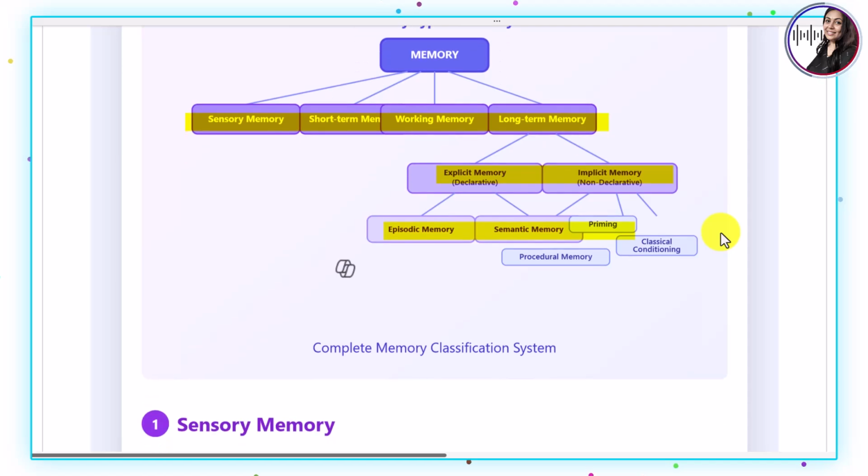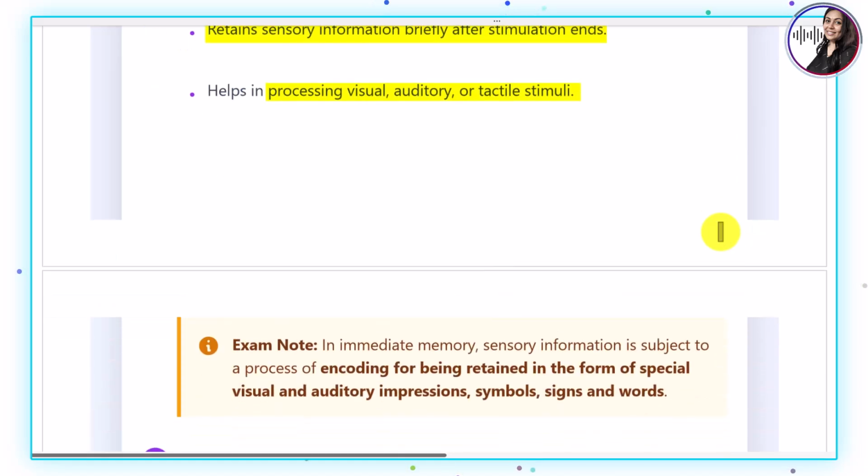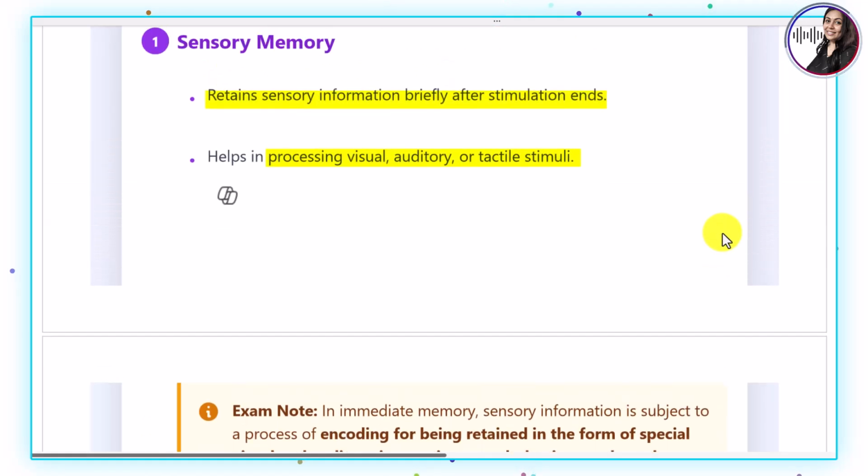We begin with sensory memory, which is the most immediate form of memory. Sensory memory retains sensory information for a very brief period after the stimulus has ended. It helps the brain process visual, auditory, or tactile inputs before deciding what information should be attended to further.